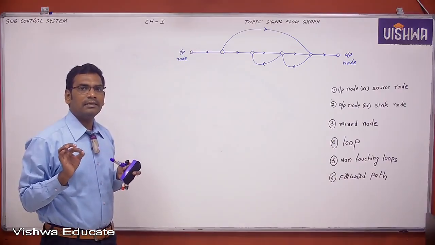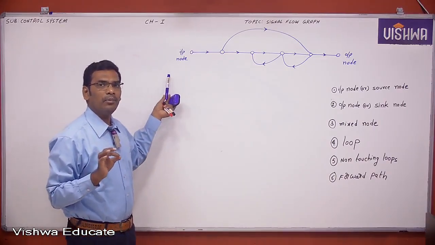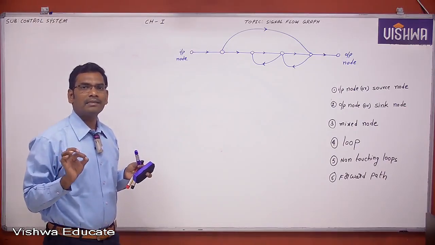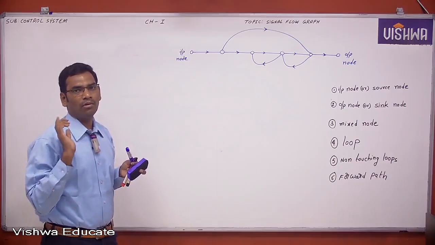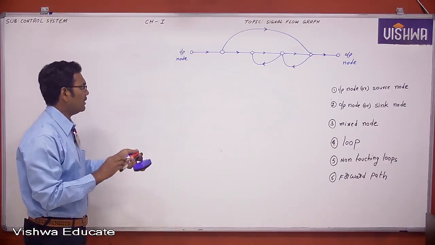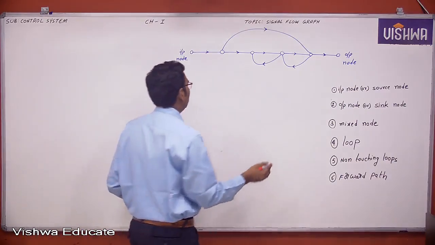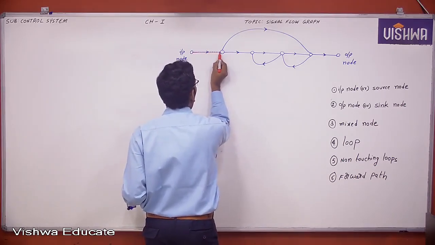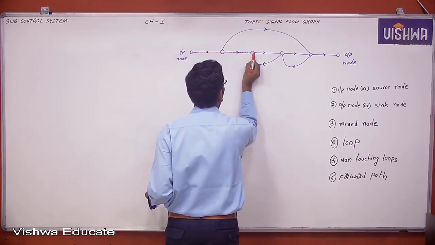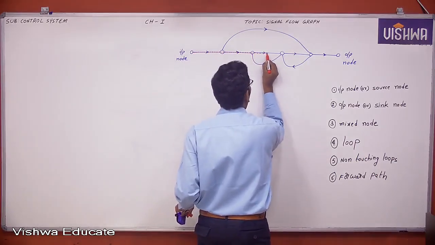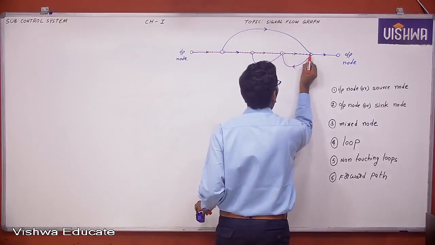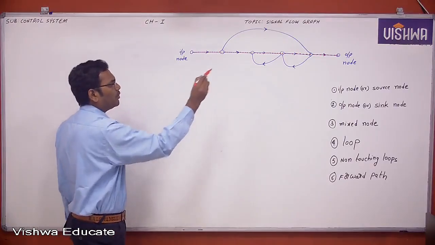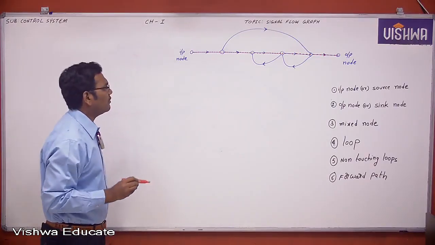A forward path is a direct path from the input node to the output node, and that path is not passing through the same node more than one time. What is the meaning of that? Now see here. You just identify a path from input node to output node. This is one path. I write it with a dashed line. You just observe here. This is a path from input node to output node. Identify or not? This is one forward path.